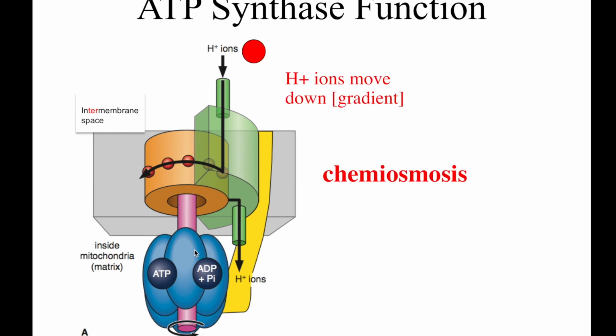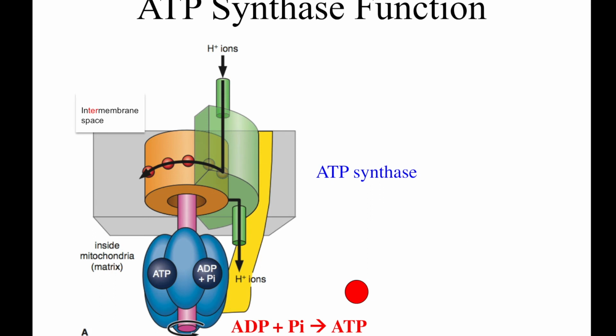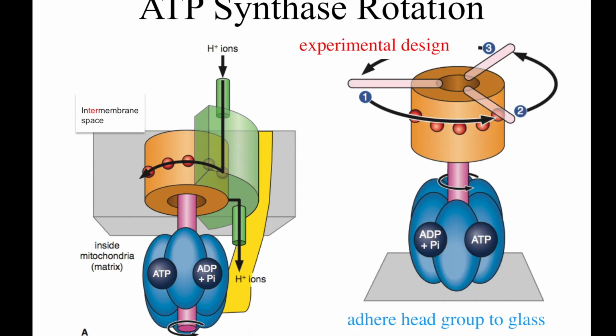So the hydrogen ions move down their gradient through this complex from high to low, and that causes this part of the molecule to spin around in a circle. As it spins around in a circle, it changes shape, and that shape change is used to smash ADP and P together to make ATP. There's all kinds of cool movies of this online. There's some links in the next slide.